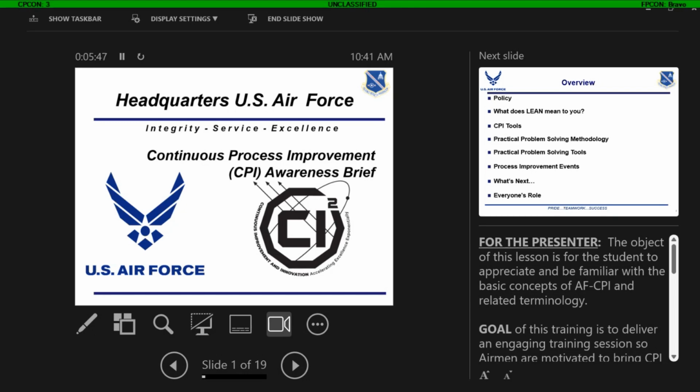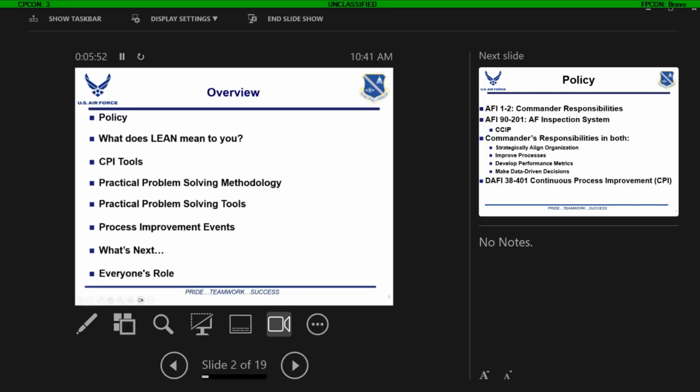Yes. Wonderful. So as I said, my name is Eric Perez. We're going to go over CPI today. The topics we're going to touch on are the policy. What does lean mean to you? Some of the CPI tools, what the practical problem solving model methodology is, some of its associated problem solving tools, what are process improvement events, what's next, and of course, everyone's role.